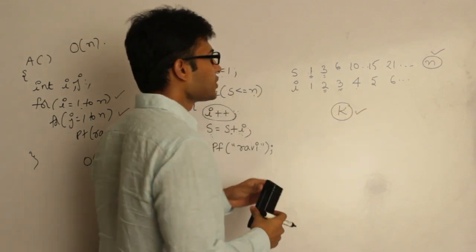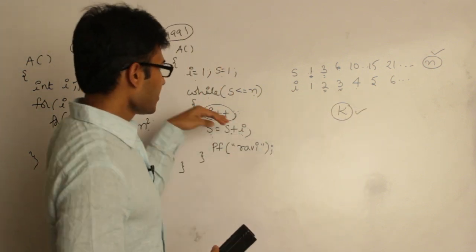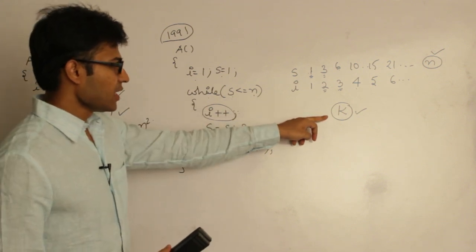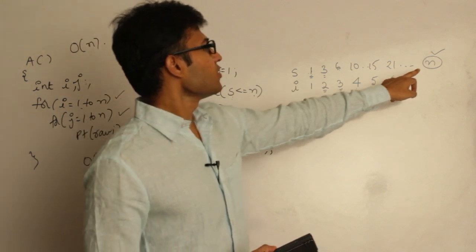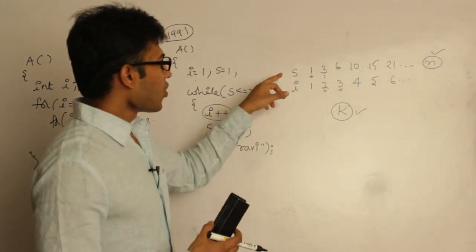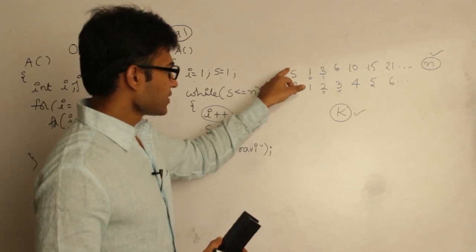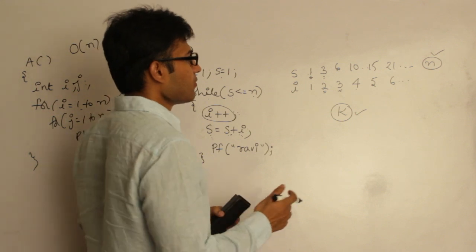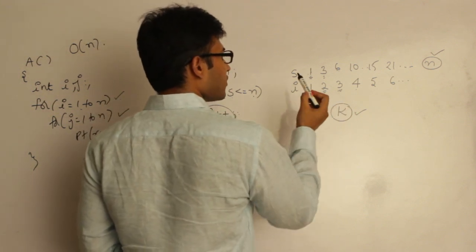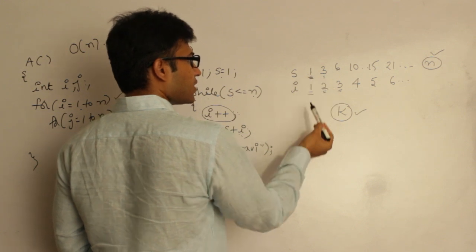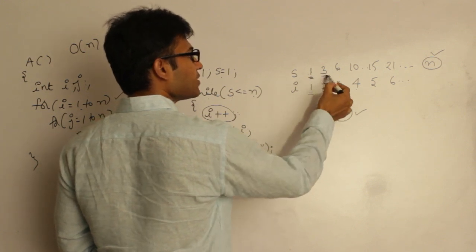By the time we reach k iterations, I am saying that this while loop is going to be stopped after k iterations, and after k iterations the value of s has to be greater than n. That is what I say. Therefore, what will be the value of s after k iterations? That is what we have to find out. Now if you see how the value of s is increasing, for I equal to 1, s equal to 1, for I equal to 2, s equal to 3.